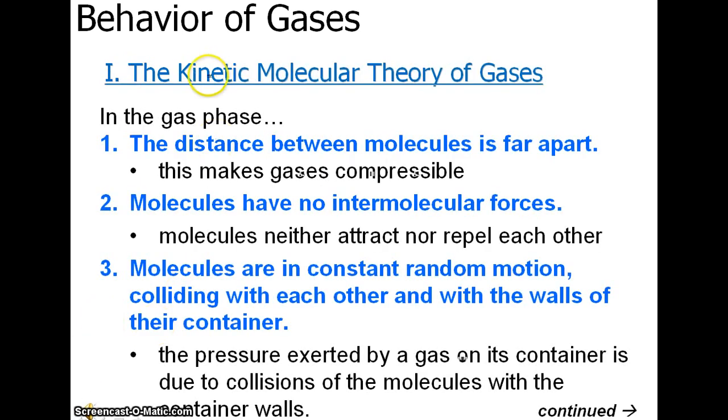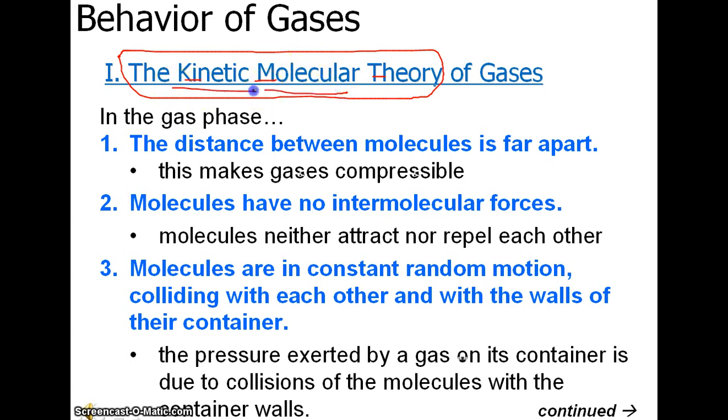The behavior of gases is best explained by what's called the kinetic molecular theory, or KMT for short. The kinetic molecular theory is a theory which explains how gases behave based on the molecules that make up the gases and the amount of kinetic energy that they possess. There are 4 basic principles within the kinetic molecular theory.